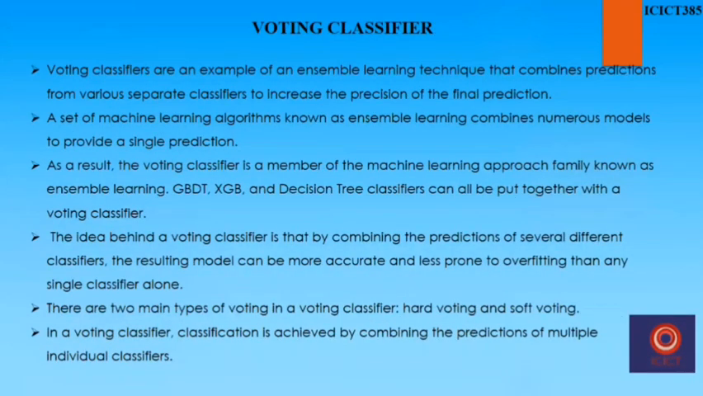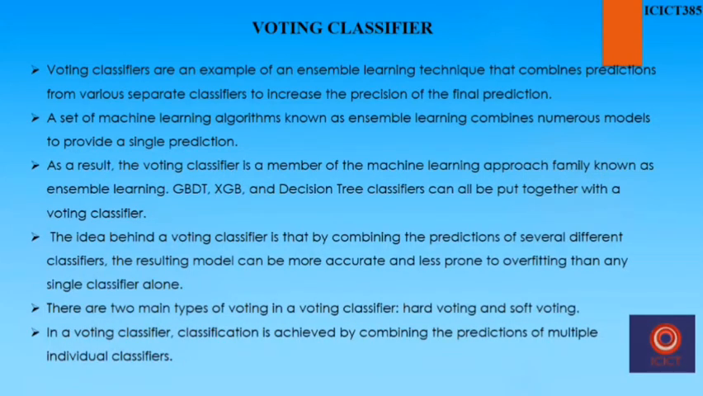On the next slide, we are going to the voting classifier. The voting classifier is an example of ensemble learning techniques that combine the predictions from various separate classifiers to increase the precision of the final prediction. Ensemble learning is a set of machine learning algorithms that combines numerous models to provide a single prediction. The voting classifier is a member of the machine learning family known as ensemble learning, whereas GBDT, XGB, and decision tree classifiers can all be put together with a voting classifier.